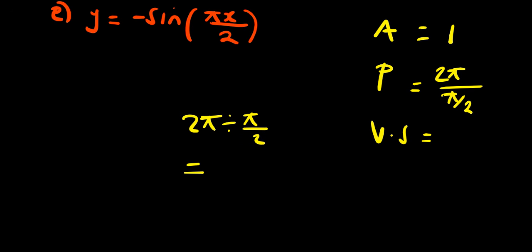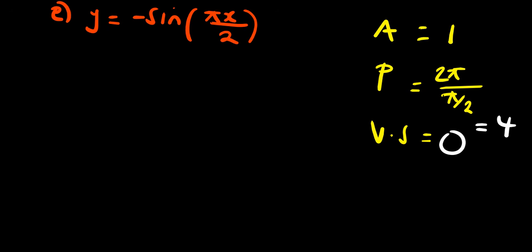So what am I going to have? I'm going to have 2 pi multiplied by 2 over pi. The pi and the pi are going to cancel. Therefore, I just have 2 multiplied by 2, which will just give me a 4. Therefore, our period is a 4. Our vertical shift, it hasn't shifted anywhere. So this is just a 0.